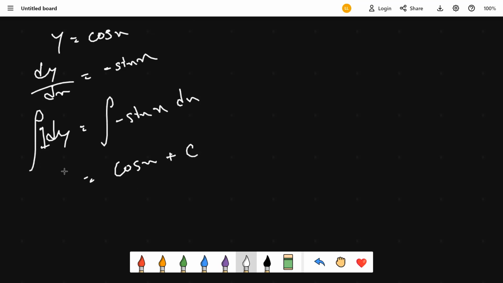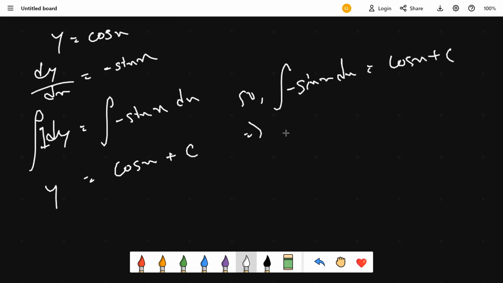Okay, now if that's the case, that means y is equal to this value, isn't it? So integration of negative sine x dx is cos x plus c, isn't it? Bringing that negative in front, as if we have negative 1 multiplied with this term, gives us the integral of sine x dx equals, and we have cos x plus c here.